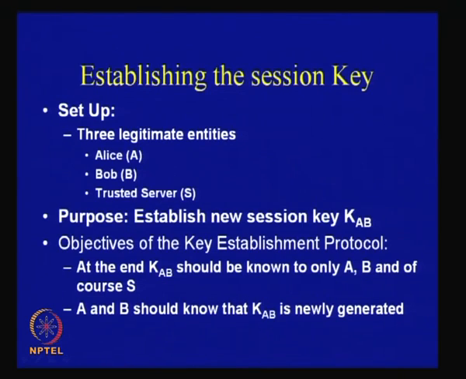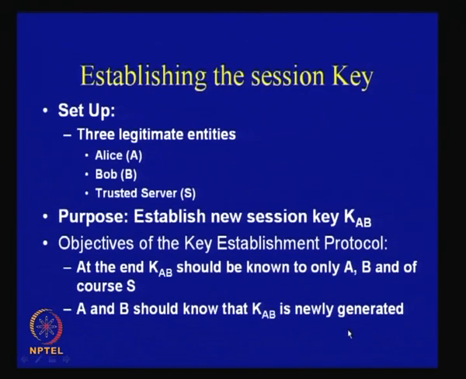That is the basic context. The objectives of the key establishment protocol are that at the end of this protocol, KAB should be known only to A, B and of course S, because S is the trusted server. Also, A and B should know that KAB is newly generated, that is, KAB should not be an old key; it should be a fresh key. These are the 2 primary objectives behind this protocol.